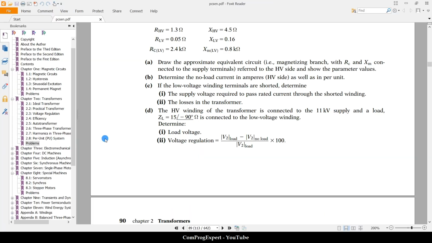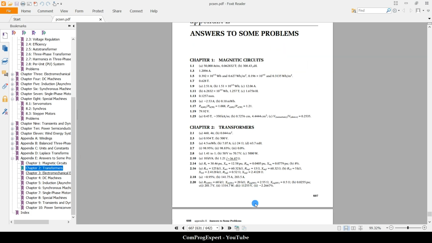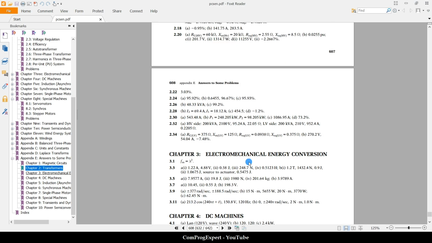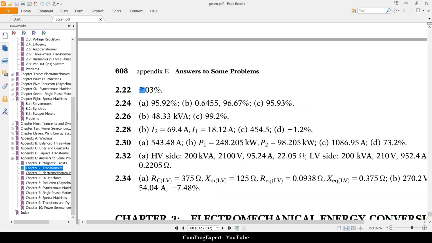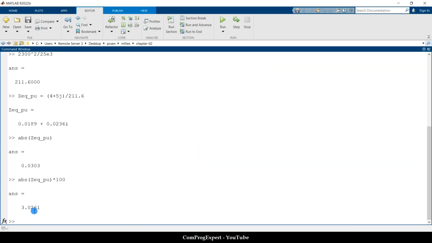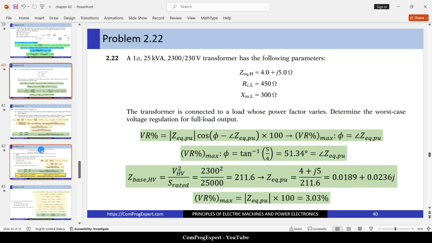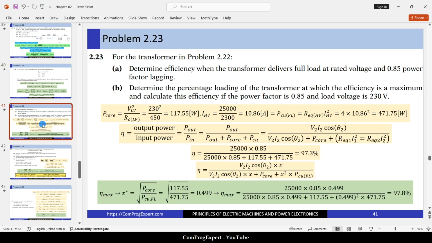Let's check it. Right, we have the solution of this problem 22, this number. Okay, the same that we calculated here. Anyway, we can redo calculations of this problem. Let's go for the next problem.